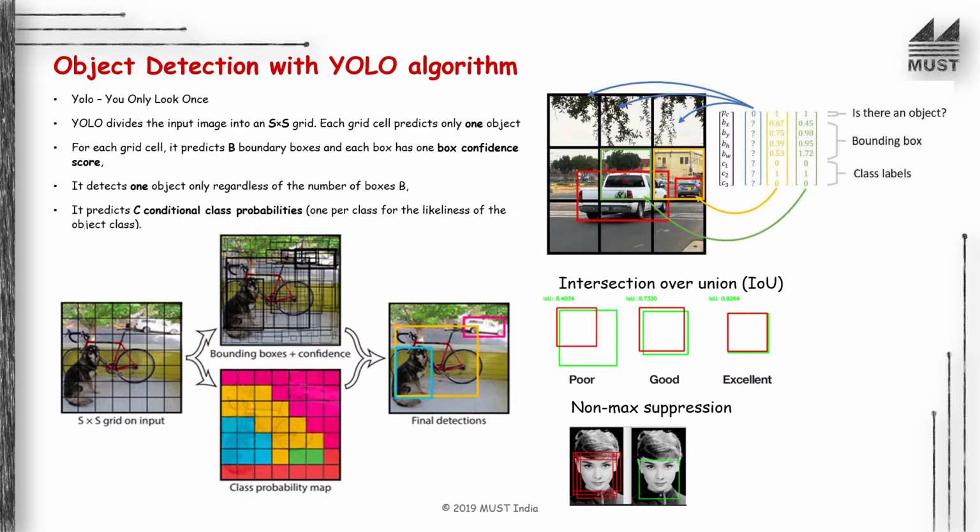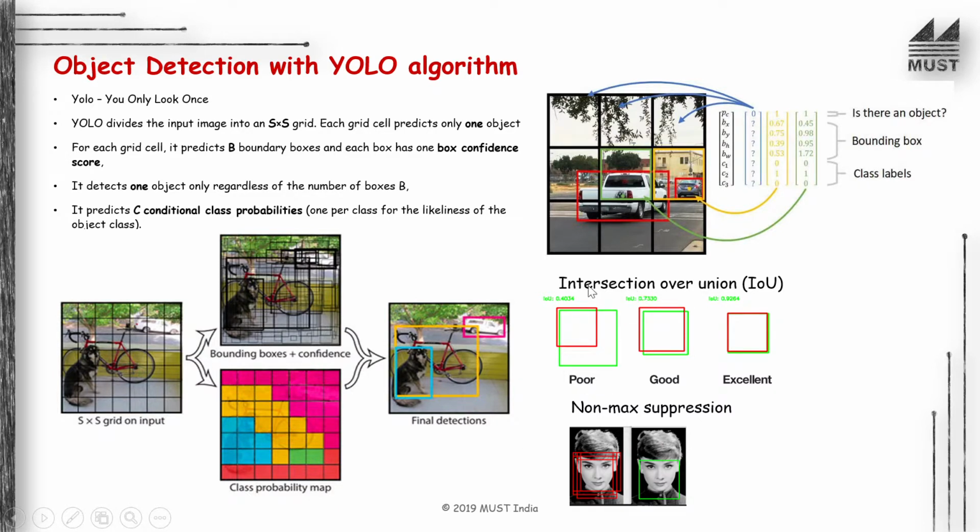This YOLO algorithm detects one object regardless of the number of boxes you have, and it tries to predict a conditional probability score, which means the likelihood that the particular object class exists there or not. So in YOLO, instead of going into much detail, once you start working with these algorithms, you will get a much better idea and information. But this is how the typical flow looks. You divide your entire image into an S cross S grid. From there you try to find your bounding boxes with the level of confidence, and finally you try to apply these concepts.